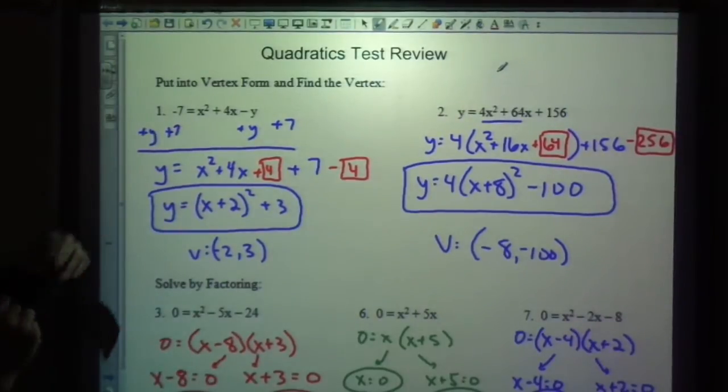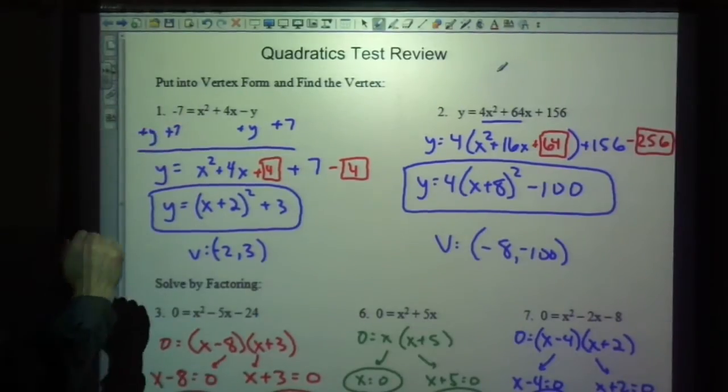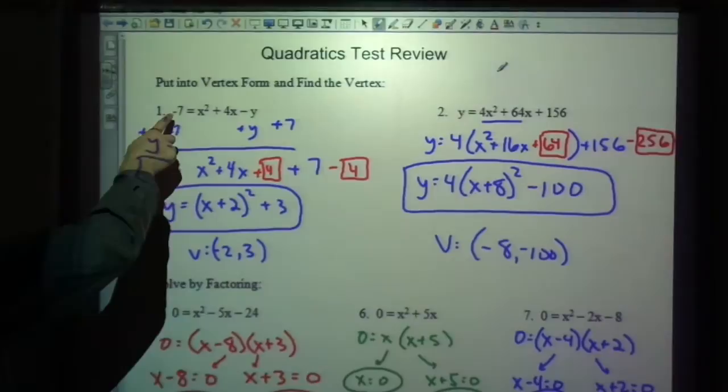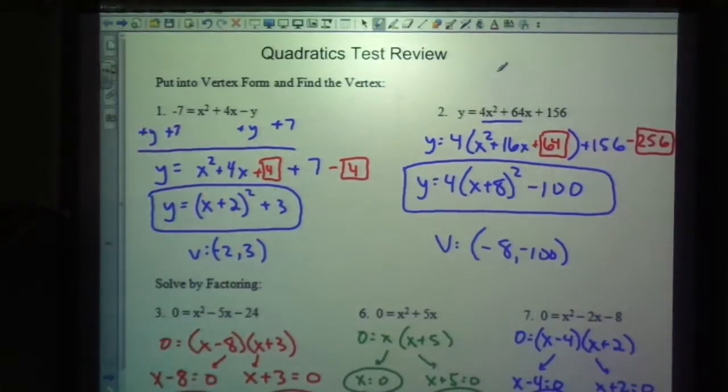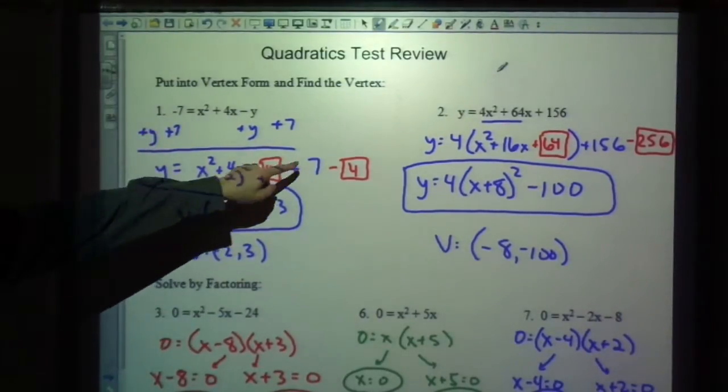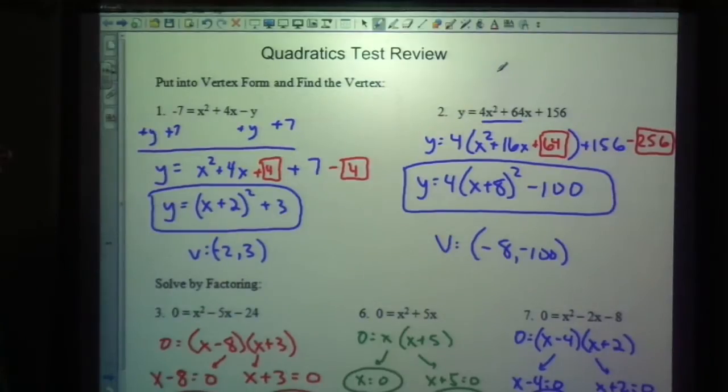The first two are just putting into vertex form and finding the vertex. So we need to start with it in standard form. Right now it's not in standard form, so I have to add the y over here and add the 7 over here so that the blue are in standard form, x squared plus 4x plus 7.